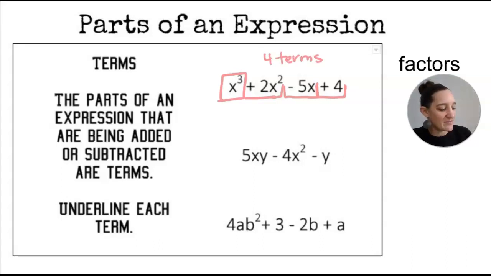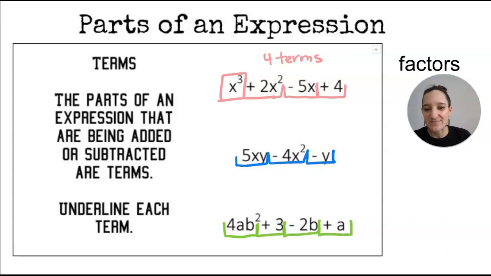This next one, we're going to begin and underline, stop, there's a subtraction sign. Begin again, stop, there's another subtraction sign. This one has 3 terms. And this last one, we're going to stop right there. There's a minus, there's a plus. That one also has 4 terms.